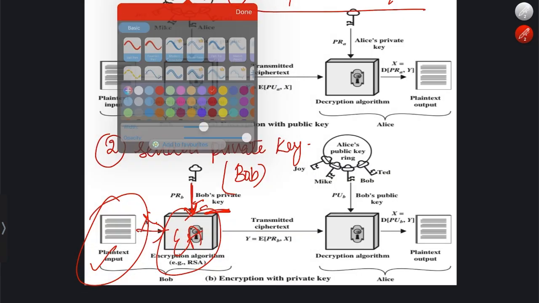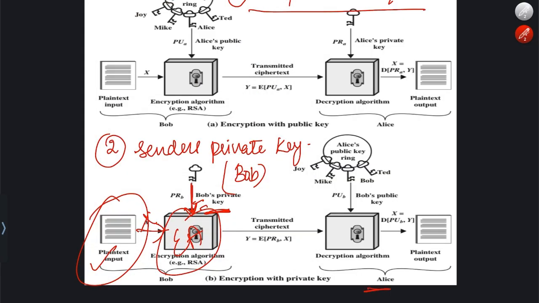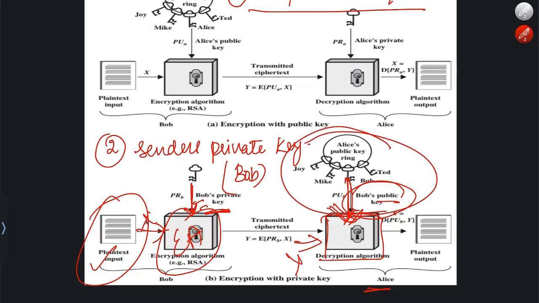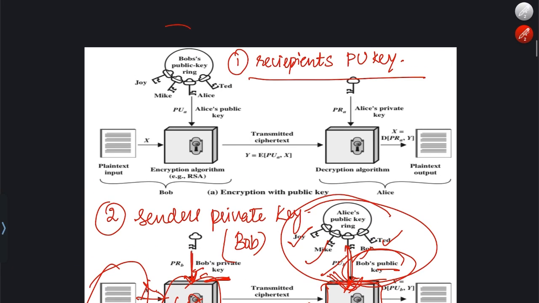So at the receiver's end, that is at Alice's end, Alice will have the decryption algorithm. She'll have the ciphertext. She will make use of Bob's public key. The public key is openly available to Bob, right? To Alice, right? Because a public key can be accessed by anyone. So the public keys of Joy, Mike, Bob, and Ted are there. Here also the same: public keys of Joy, Mike, Alice, and Ted are there.